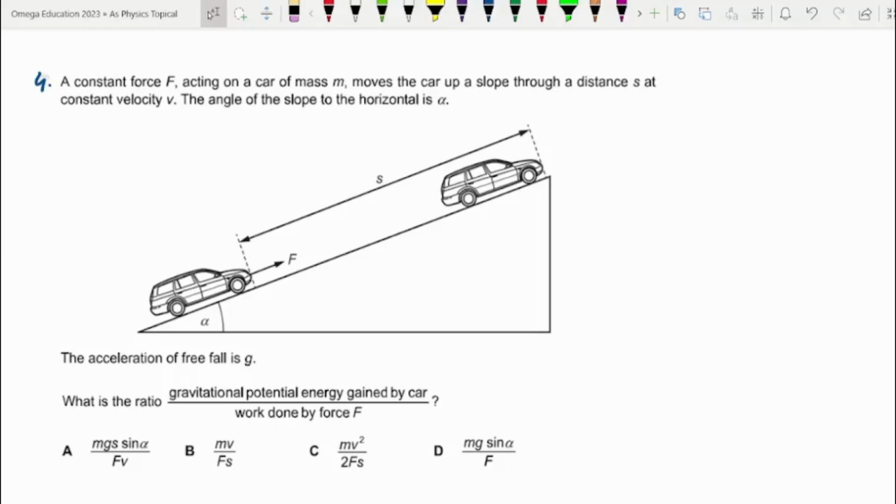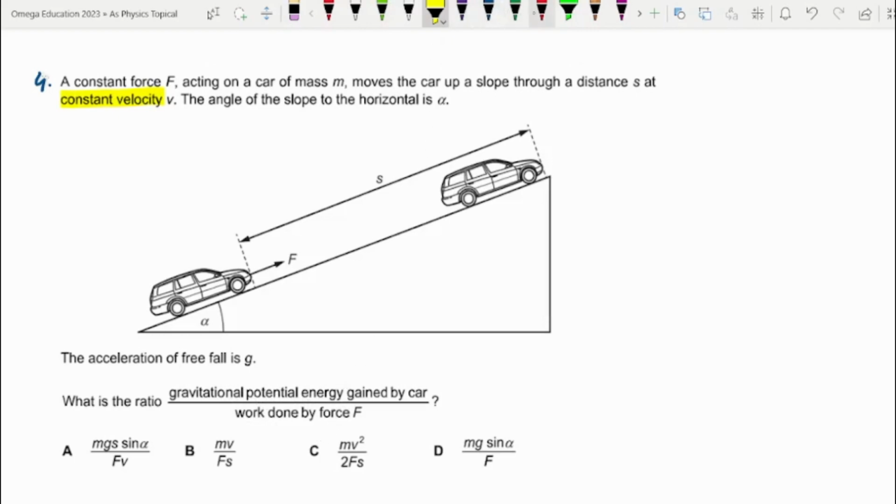Alright everyone, so let's check out the next one. A constant force F acting on a car of mass m moves the car up the slope through a distance of s at a constant velocity v. The angle of the slope to the horizontal is alpha. The acceleration of free fall is g. What is the ratio of gravitational potential energy gained by the car divided by the work done by the force?